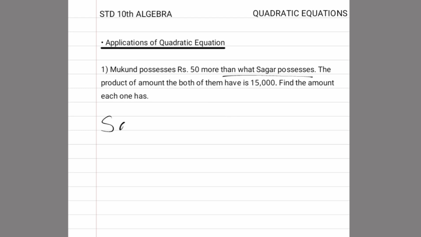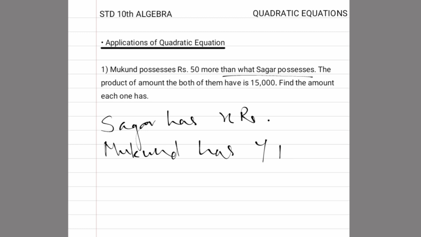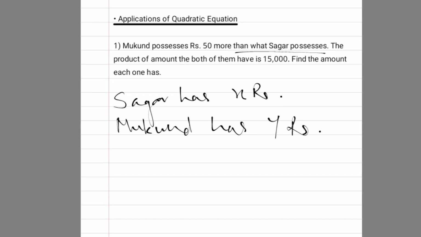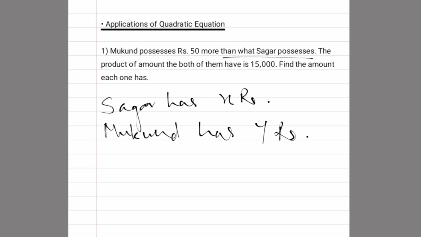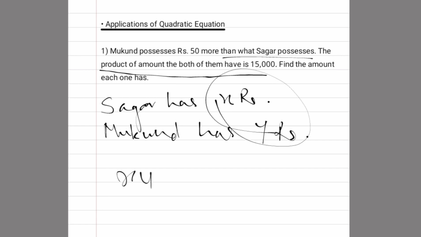So Sagar has x rupees and Mukund has y rupees. Okay, so both of them have x and y rupees, right? Now the second condition is the product of the amounts both of them have is 15,000. So if we take the product of these two things, what we will get is x into y is equal to 15,000. Now how will we solve this equation?